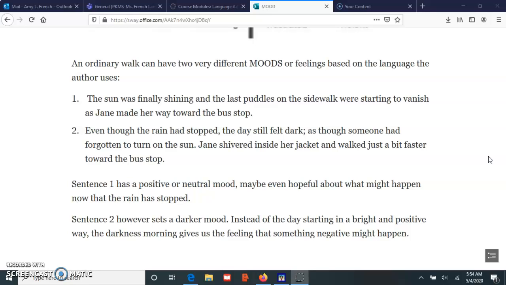Sentence number 1 could be any day, anywhere, much like now where it's been raining for a long time. The sun finally comes out and you're happy to go outside, but there's a few puddles. You don't feel scared of anything. You don't worry that something is going to happen.